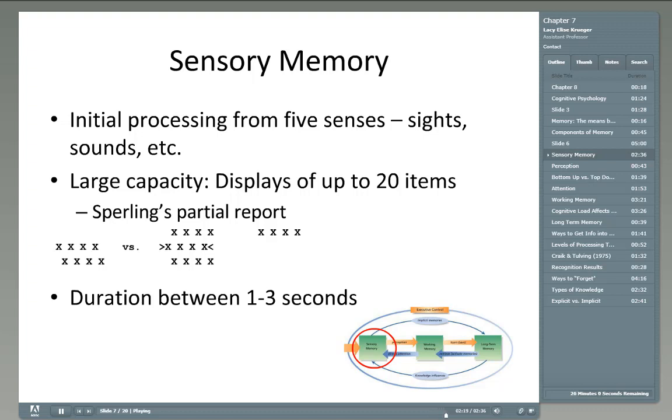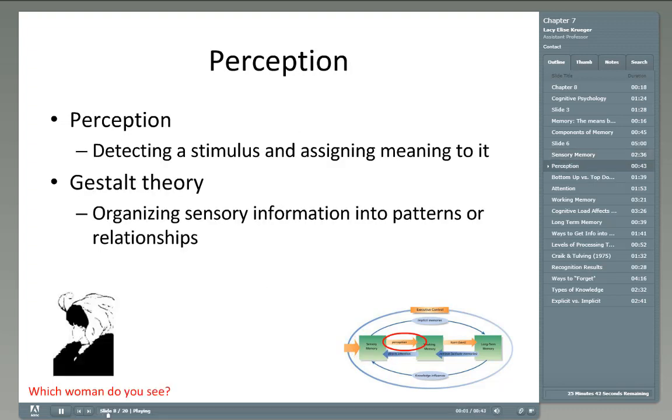So again, sensory store actually is large capacity. But as I was saying before about this temporal component, it seems to be very short. So if you're not currently thinking about it and you don't get it into the next store, it rapidly disappears. Again, there's lots of sensory information in the environment, but perception is whenever we detect that information and we assign meaning to it.